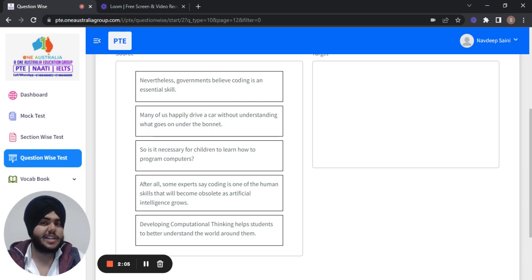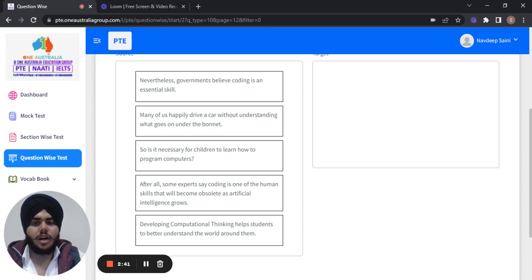One major technique is an eliminating technique, which I used in my PTE exam. Here we have "nevertheless." Nevertheless cannot be an independent sentence, because something has to come before nevertheless so that they can counter it. So let's start and then we'll see. We have "Nevertheless, governments believe coding is an essential skill." So this can't be our independent sentence.